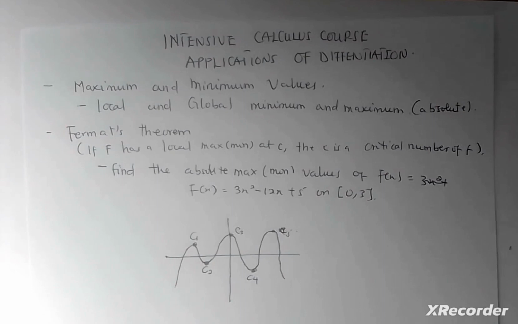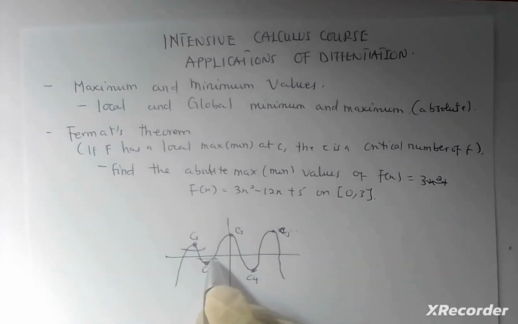What do we mean by local? What do we mean by global or absolute? When you say something is local, it means among your neighborhoods, among your peers. So if you realize this C that you have here, it's only above its peers, its domain, but it's not above the other critical points I have here. So I will say that this is a local maximum. When I come here, you realize that this is below its neighborhoods or its peers around it, but it's not below the entire graph. So this is said to be a local minimum.